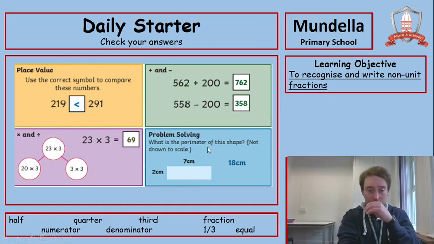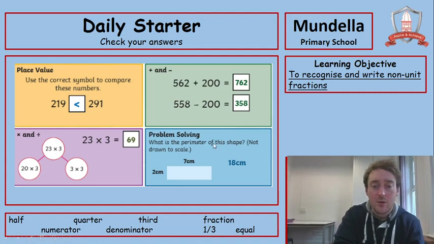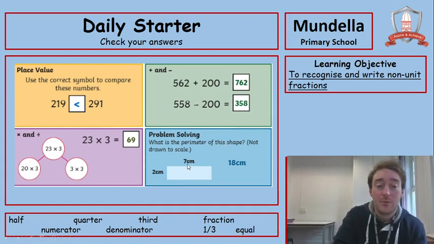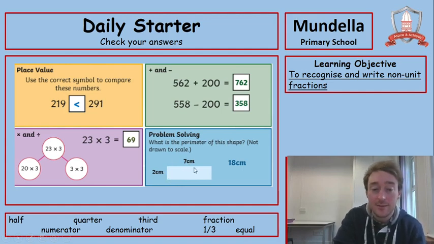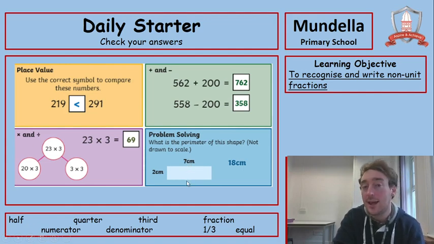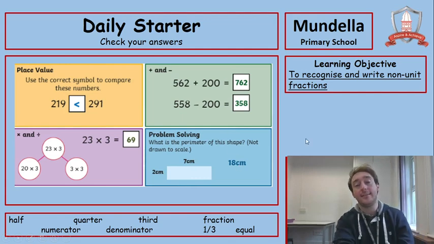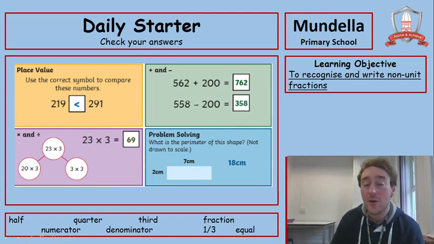And we have to work out the perimeter of this shape, which isn't drawn to scale. We have 7 centimetres here, 2 centimetres here, which must mean that they're the same on opposite sides because of this shape. It's a regular shape. So 7 add 7 is 14, and 2 add 2 is 4. So what's 14 add 4? Well, it's 18 centimetres.